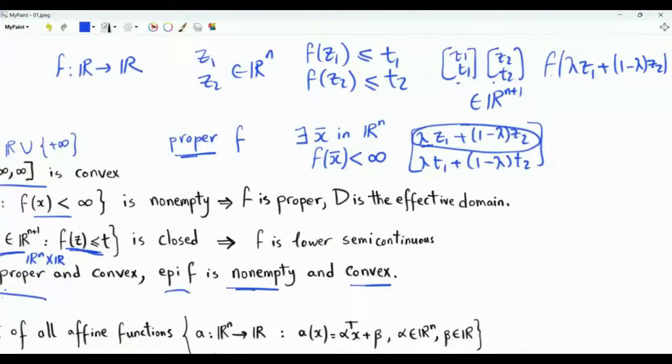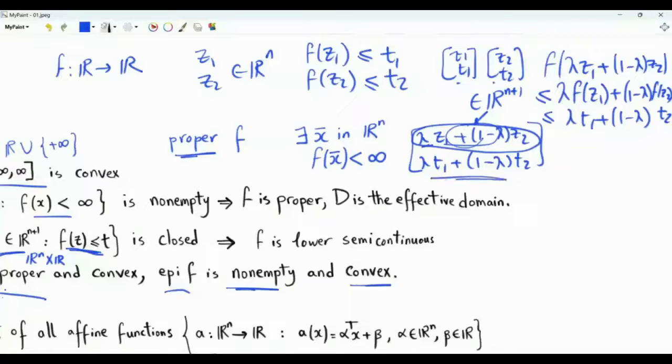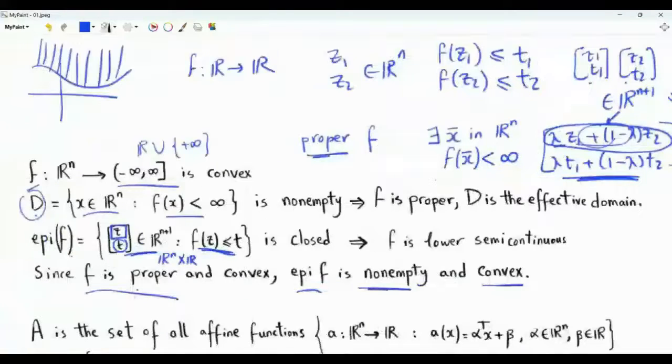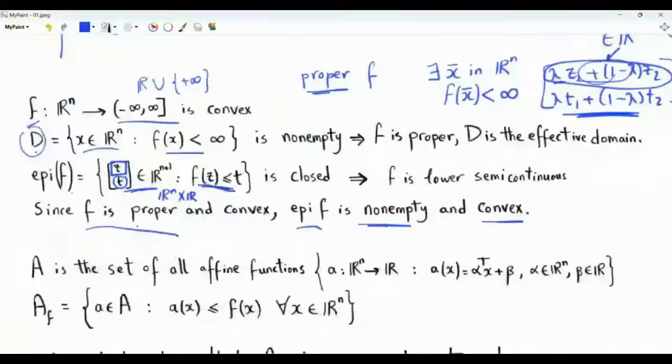Because f is a convex function, then by definition this is less than or equal to lambda f of z1 plus 1 minus lambda f of z2. But f of z1 is less than or equal to t1, and f of z2 is less than or equal to t2. And so we have that f applied to the first n coordinates in this vector in Rn plus 1 is less than or equal to the last component. So indeed, if f is a convex function, then the epigraph is a convex set.